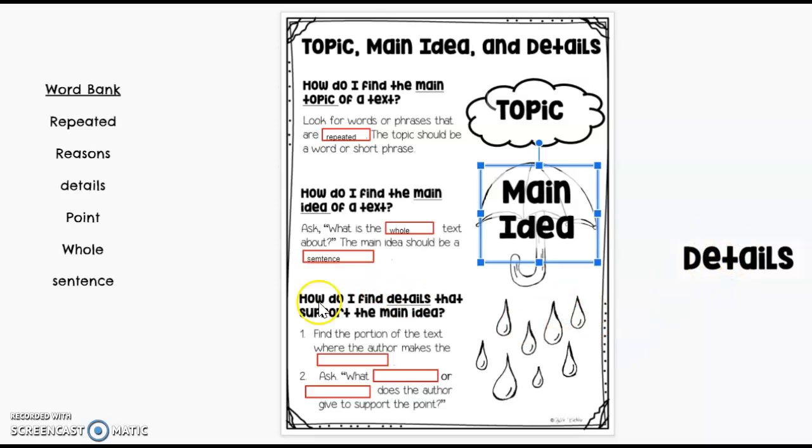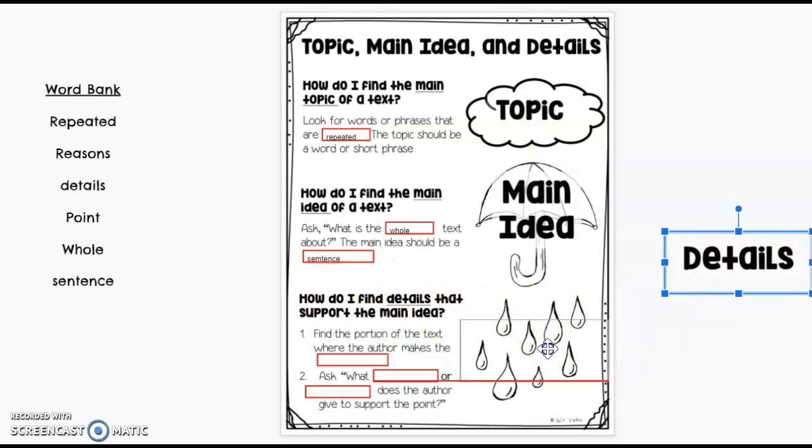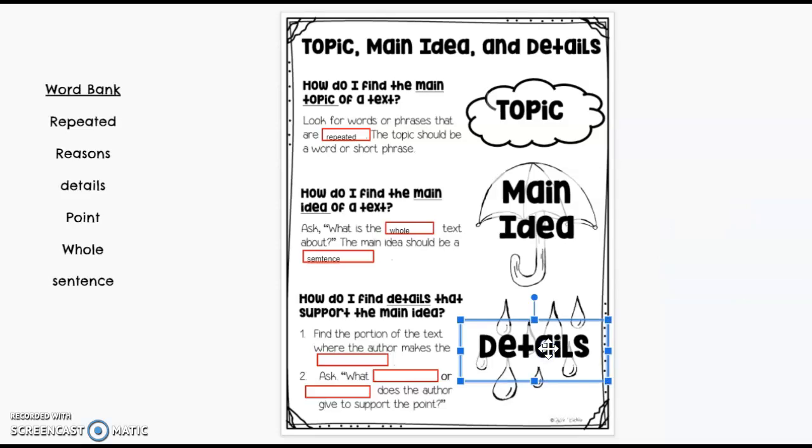So details. How do I find details that support the main idea? Well, now we know we're talking about details, so we're going to move that over here. Find the portion of the text where the author makes the blank. Let's see here. What is going to be the answer that we're going to put in here? Find the portion of the text where the author makes the point.